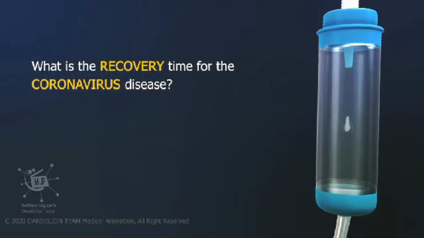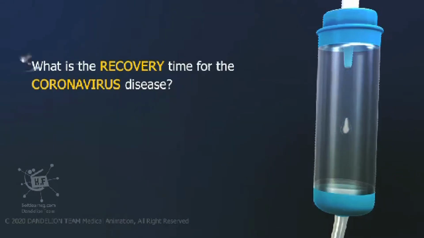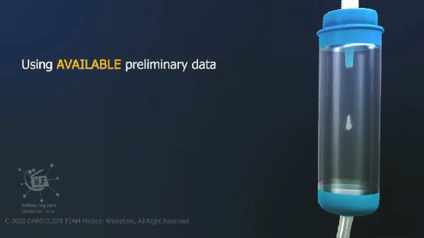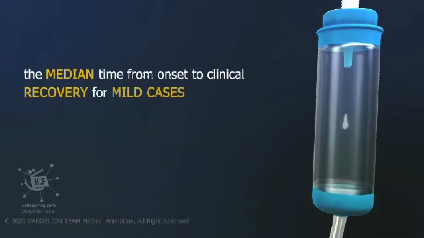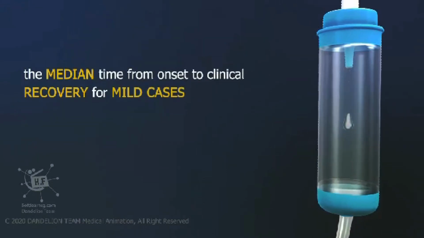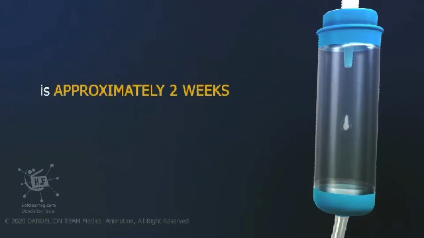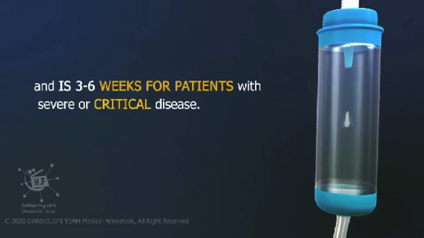What is the recovery time for the coronavirus disease? Using available preliminary data, the median time from onset to clinical recovery for mild cases is approximately 2 weeks, and is 3–6 weeks for patients with a severe or critical disease.